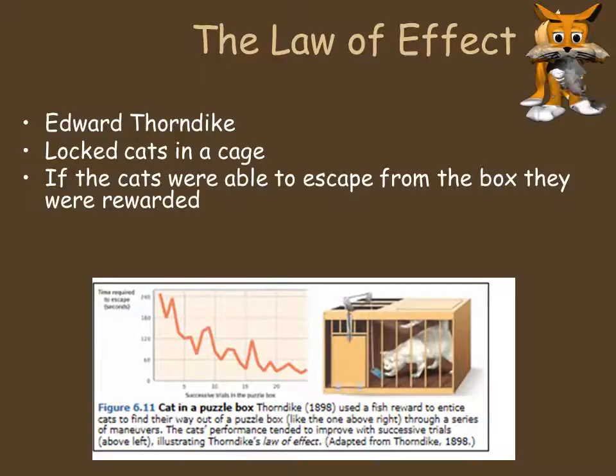A cat in the puzzle box in 1898: a fish reward was used to entice cats to find their way out of the puzzle box, like the one above. Through a series of maneuvers, the cat's performance tended to improve with successive trials, illustrating Thorndike's law of effect. The more they were able to find their way out, the more rewards they would get, which increased their behavior.